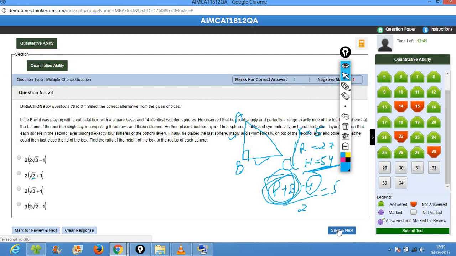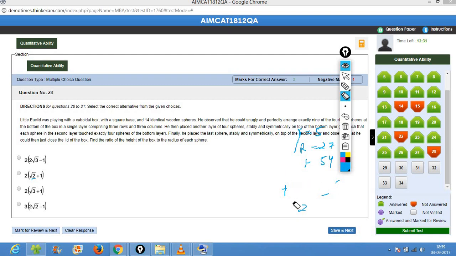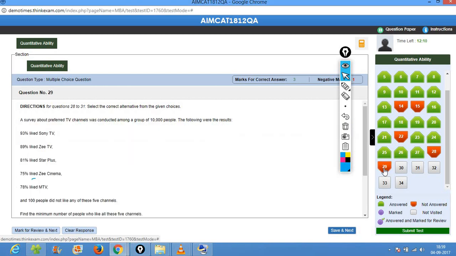Okay, next question. Little Euclid was playing with a cubical box with a square base. It could snugly perfectly arrange 9. Numbers are not very motivating. They are demotivating me. Anyway, let's see the next one.